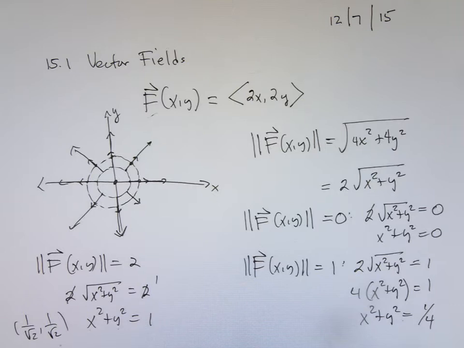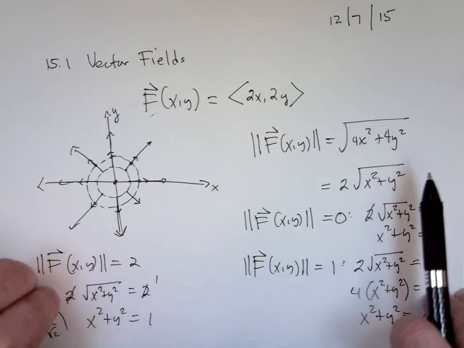Brandon? Wait, was the question like they're all normal to the circle? Yes. So how would you make it so it's not? Like, what would be the point? If you had something like this, okay.